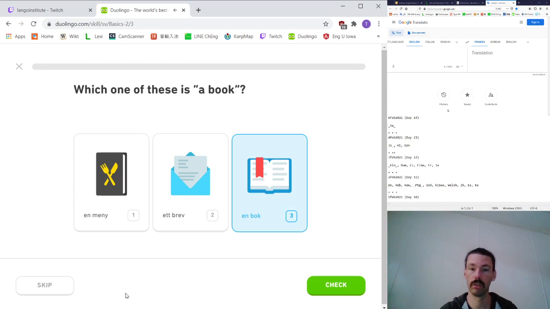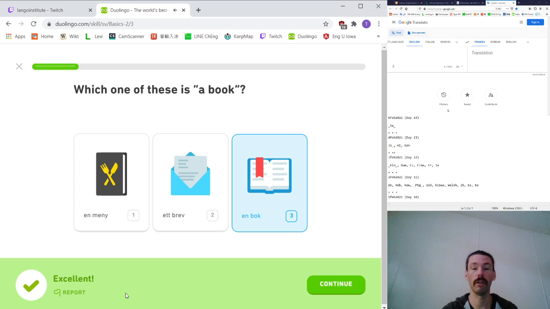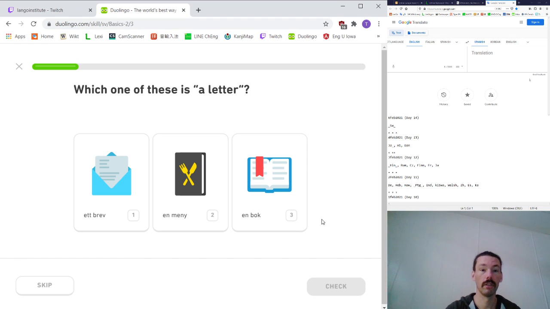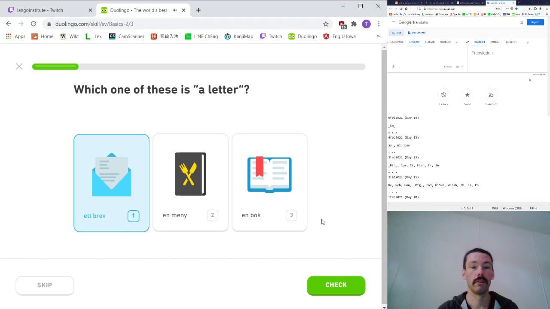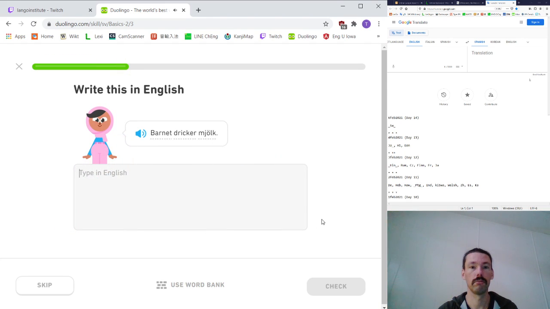En bok. So grammatically, book and menu with this article en are in the animate or common gender, whereas brev for letter is neuter, and the article always shows us that really clearly. Ett brev. En meny. En bok. Ett brev. Barnet dricker mjölk. The child drinks milk.